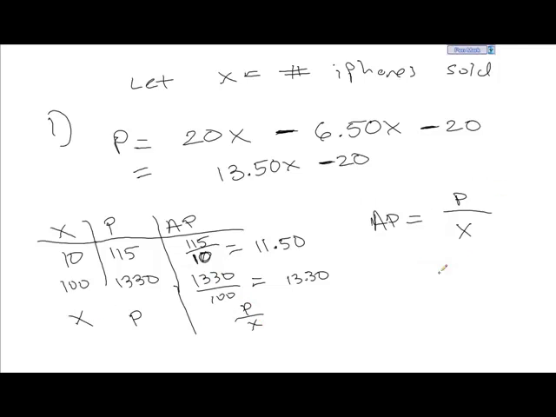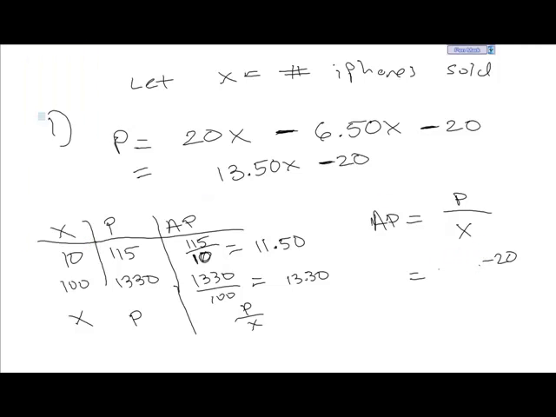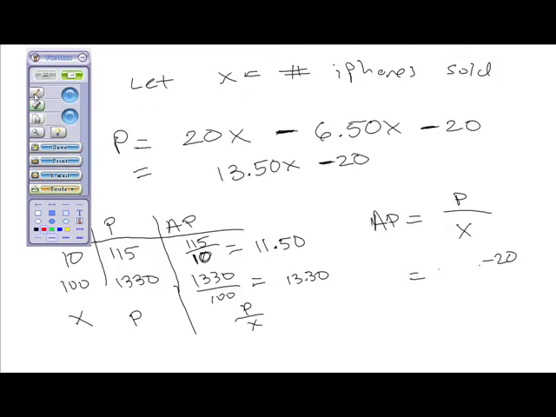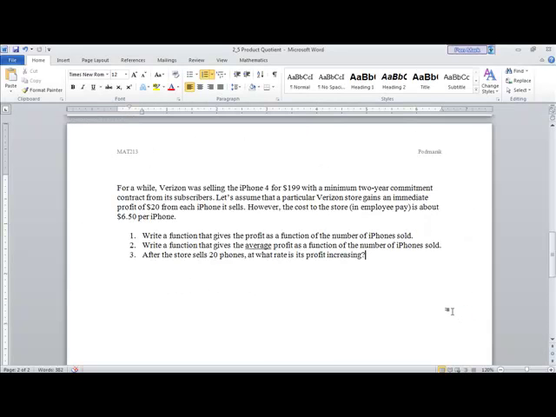So what is my profit? Well, my profit function is given to me by 13.50x minus 20, but I have to divide out the number of phones sold, so that's over x. All right, so there's our average profit, and you can see that it's a ratio of two separate functions.